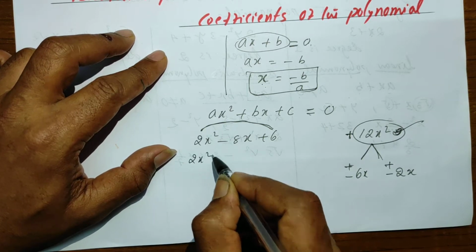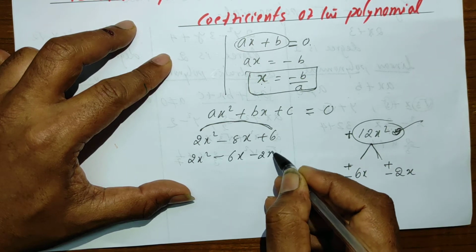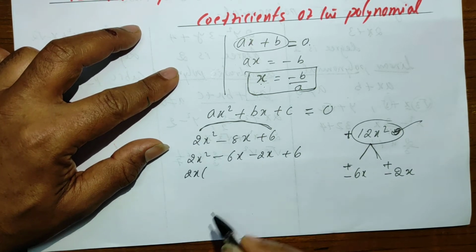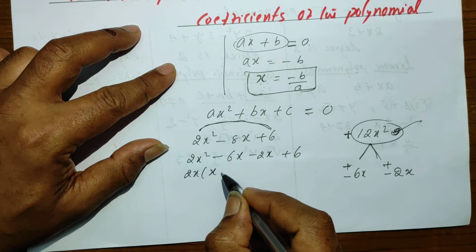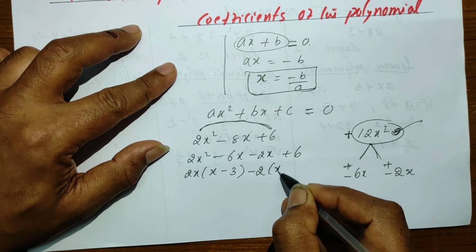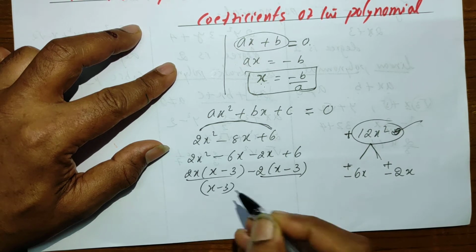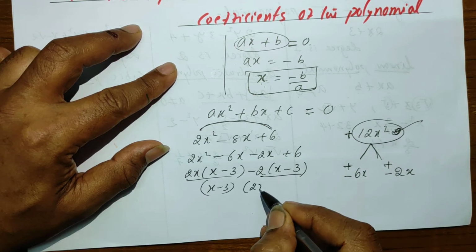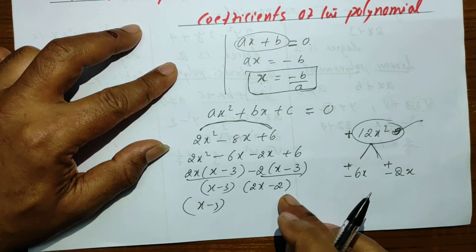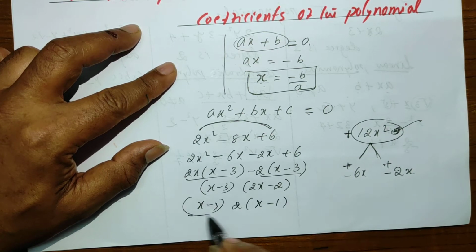So 2x square, instead of minus 8x, I write minus 6x minus 2x plus 6. Let me take 2x as common factor here. We are left with x minus 3. Here we can take minus 2 as common factor, x minus 3. Now once again you can take the common factor, x minus 3. So you will get 2x minus 2. Now this factor is factorized again. We can take 2 as common factor, x minus 1.